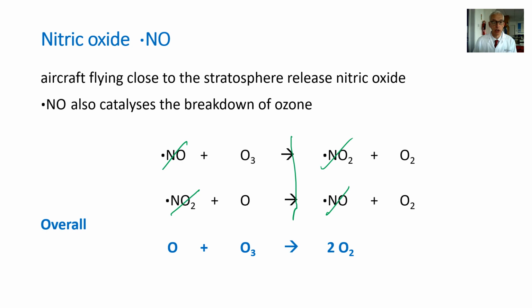So nitric oxide catalyzes, that is, the propagation steps regenerate the nitric oxide. So the nitric oxide is regenerated. Exactly the same as for the chlorine radical in the previous example. Hence we have an immense effect of a small concentration of nitric oxide or chlorine radicals.